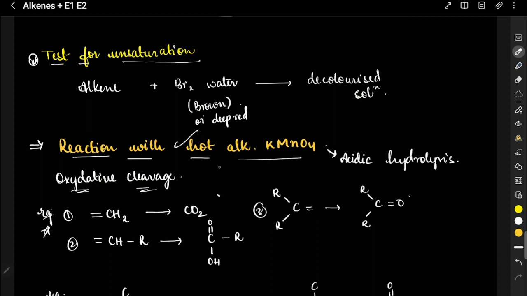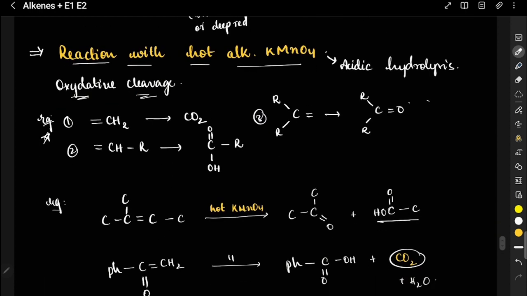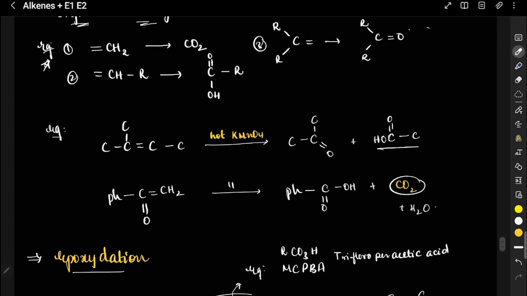And then with hot alkaline KMnO4, oxidative cleavage means high oxidation takes place. If a terminal alkene is there, it will turn into CO2. If a middle alkene is there, it will turn into double bond O and OH. And if it is a 3 degree scenario, then only a double bond O is formed. You have to remember this. It is very important. So in any question, if it is a terminal alkene, convert it into CO2. If it is a middle alkene, convert it into OH and double bond O. And if it is a 3 degree scenario, then convert it into double bond O.